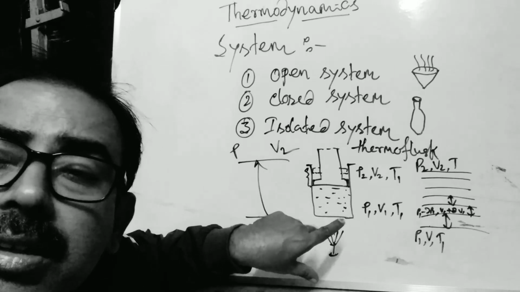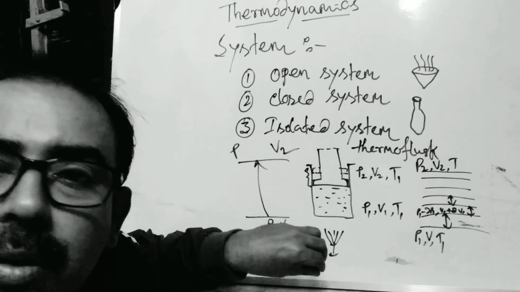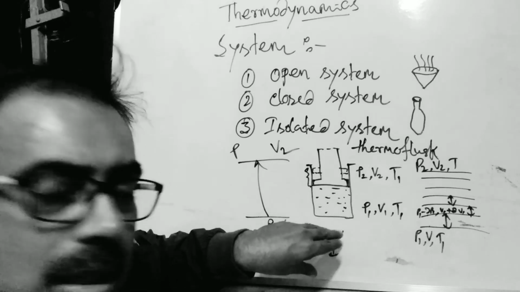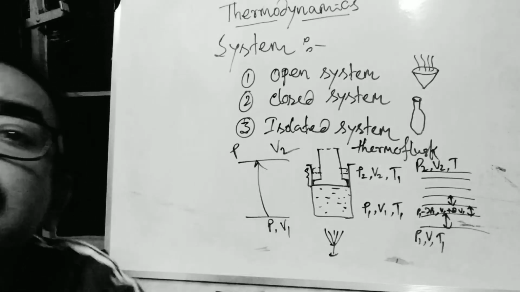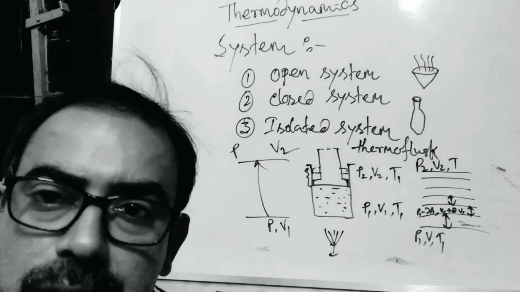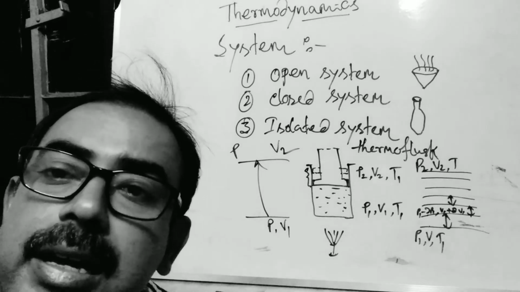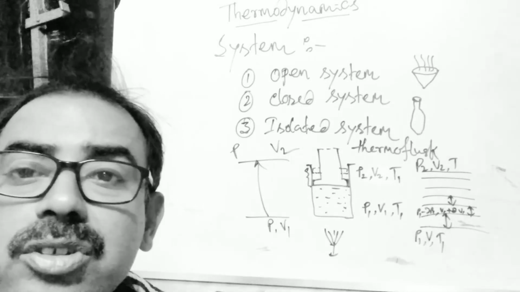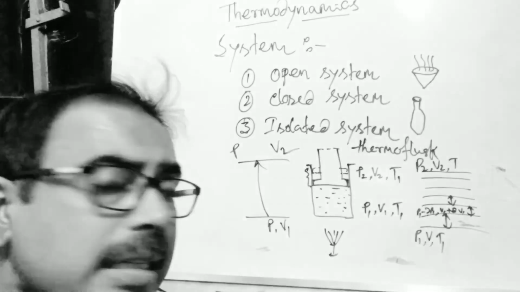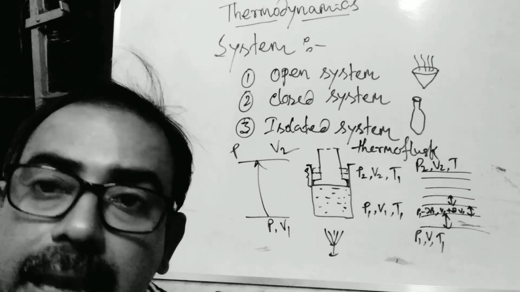These two are not exactly equal. The amount of heat given to a system is always greater than the amount of work done by the system. So where goes the rest amount? The rest amount actually increases the internal energy of the system. Now, what is the internal energy of a system? Here the system is a cylinder of gas.